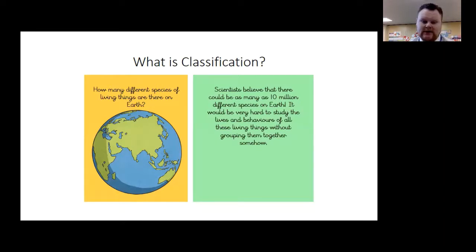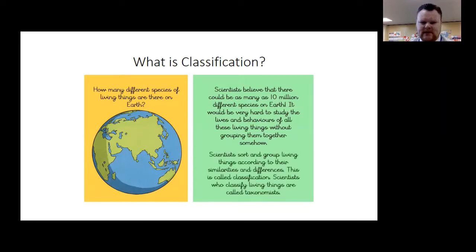It would be very hard to study the lives and behaviors of all these living things without grouping them together somehow. It would be a complete mess. Scientists sort and group living things according to their similarities and differences. This is called classification. And scientists who classify living things are, as I mentioned before, called taxonomists. So Carl Linnaeus was a taxonomist.